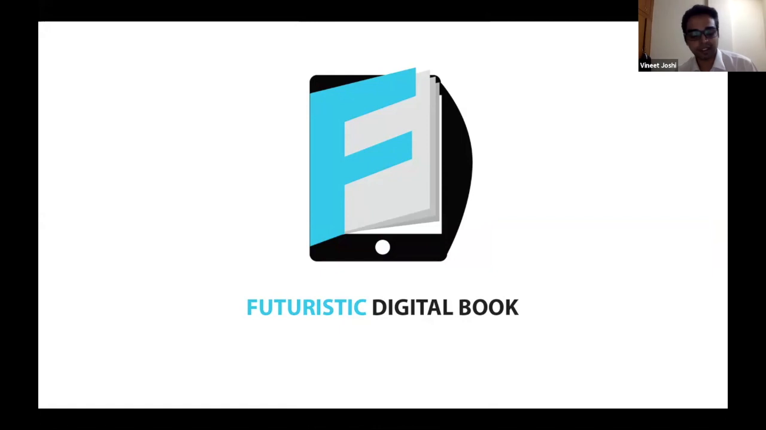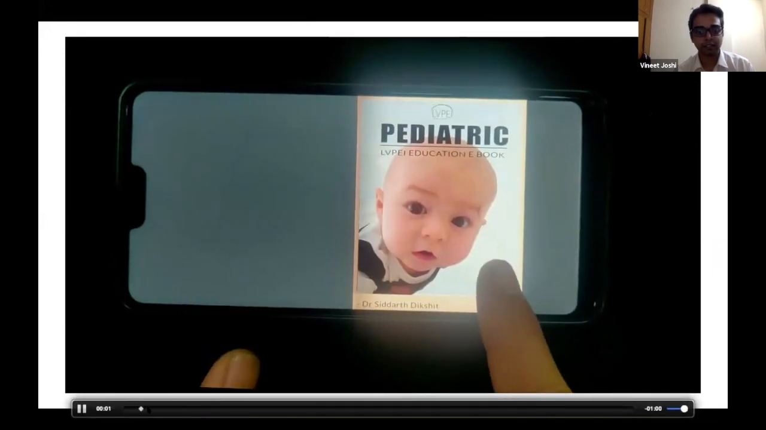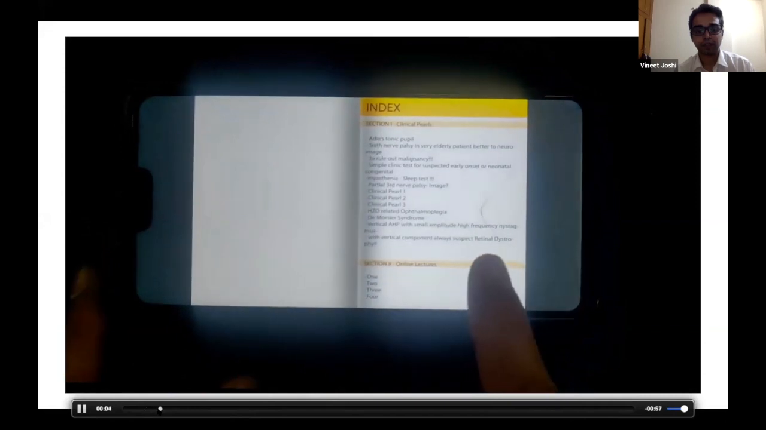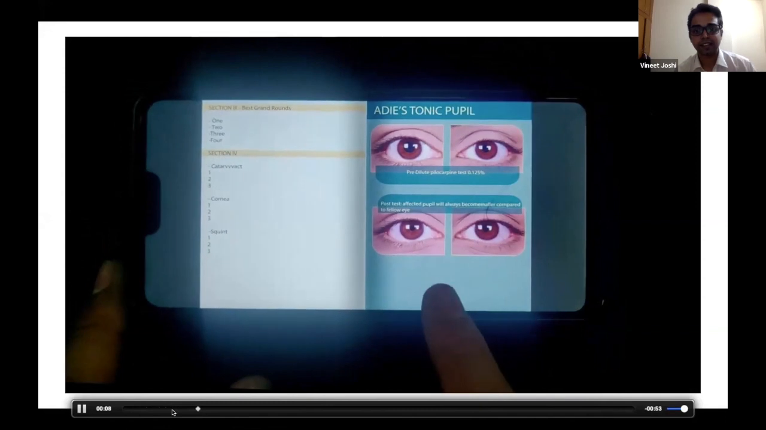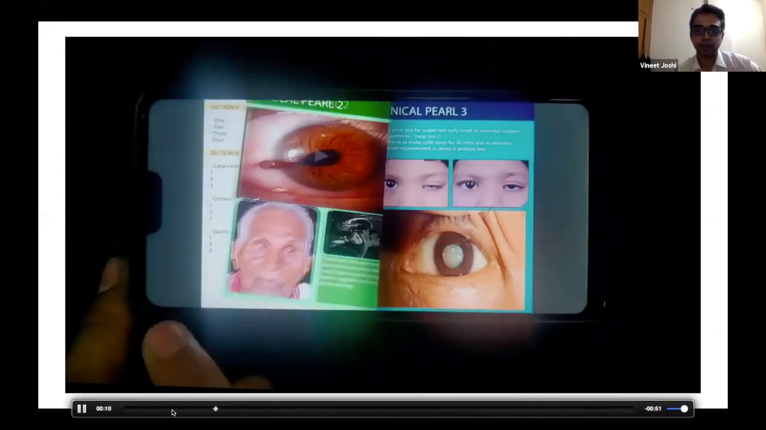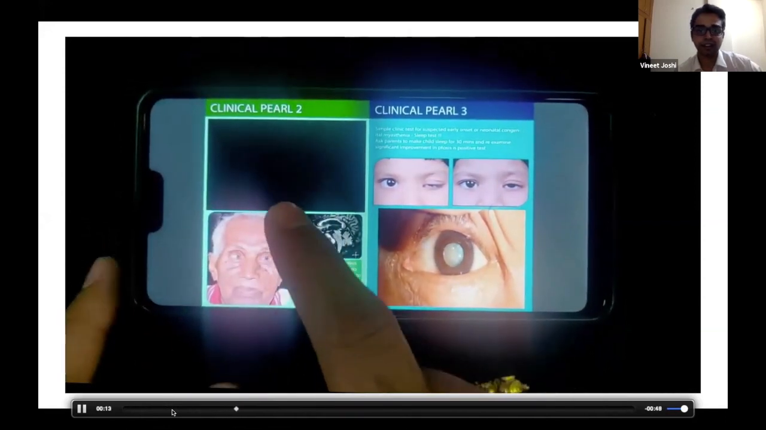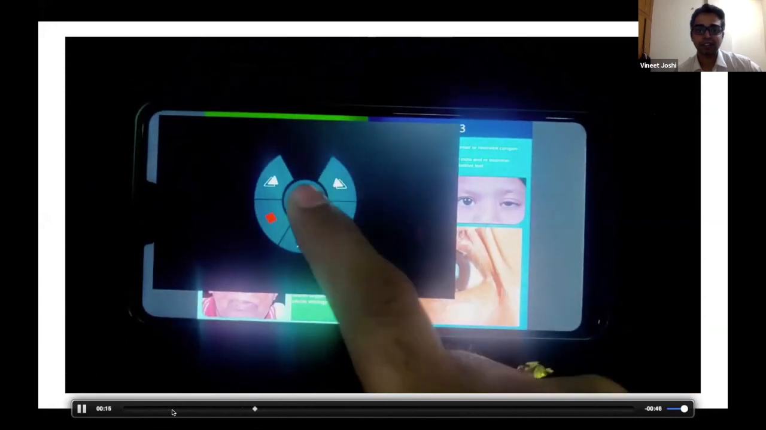Another very good way of learning was introduced by the same team, called the futuristic digital book, and how you can make learning more comprehensive. How can you include more surgical videos and probably talks along with it, and also clinical pearls, and then the futuristic ebook. So not just a book, but it involves clinical pearls, which are actually made by the consultants and the fellows. There are grand rounds in it where you can actually zoom in the videos.